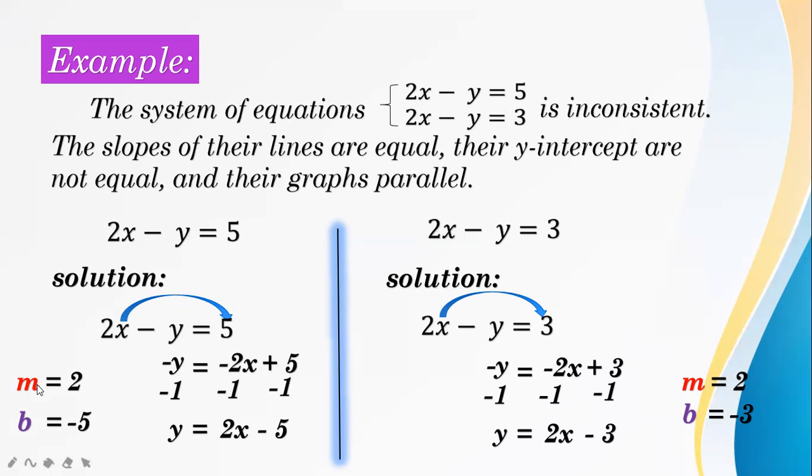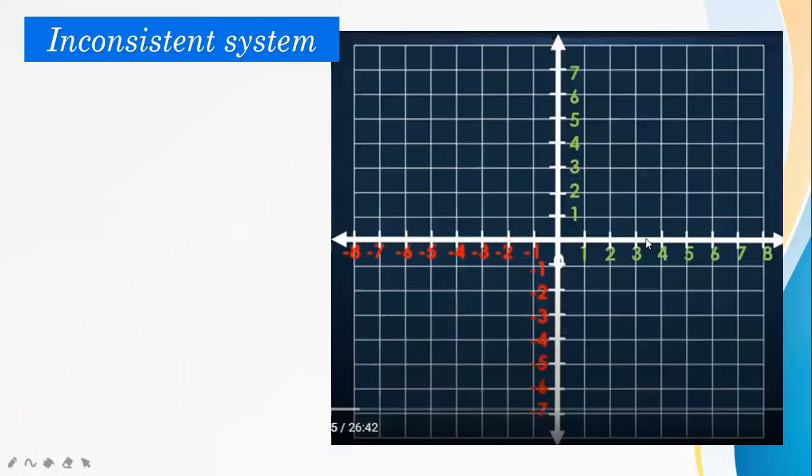Now look at this example. The slopes are equal, but the y-intercepts are not equal. So this one is an example of an inconsistent system. So inconsistent system, the given graph.